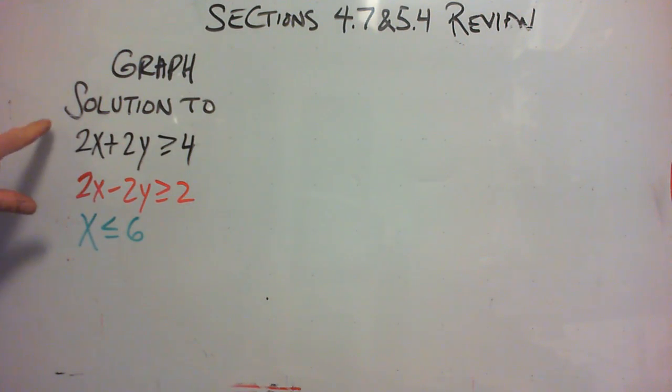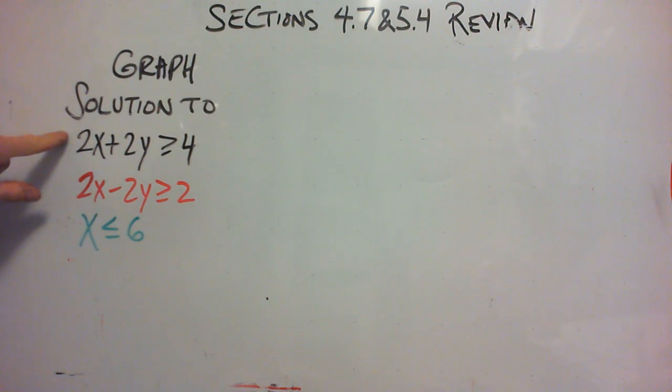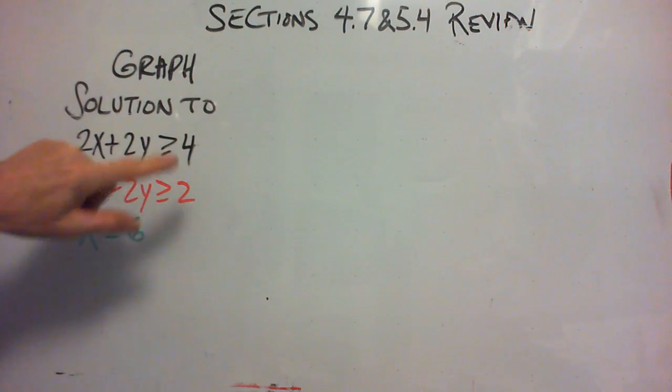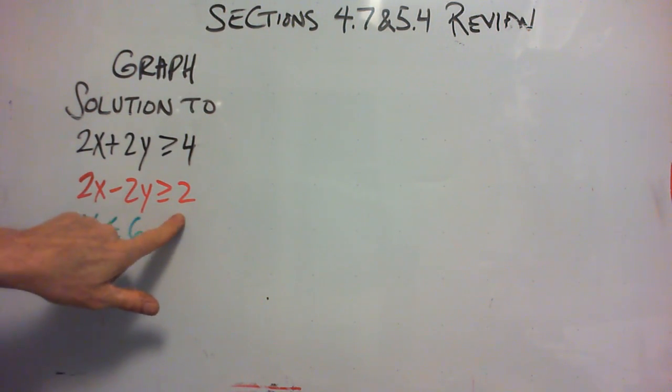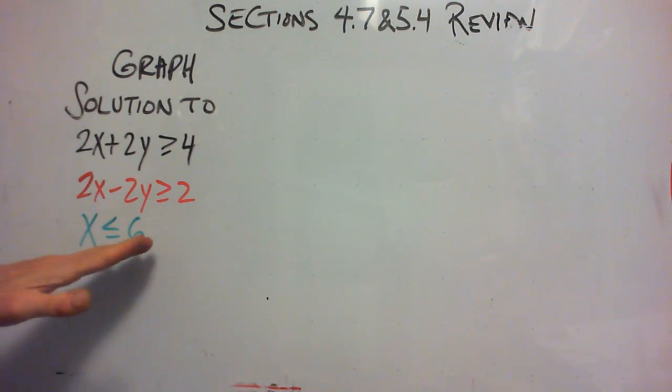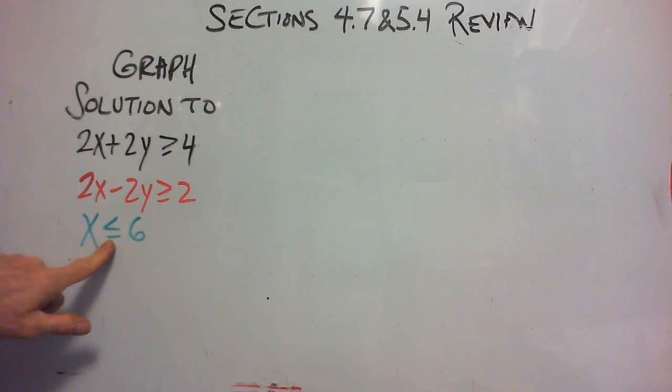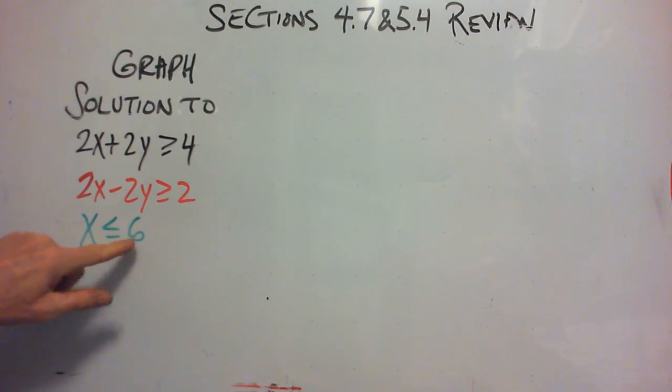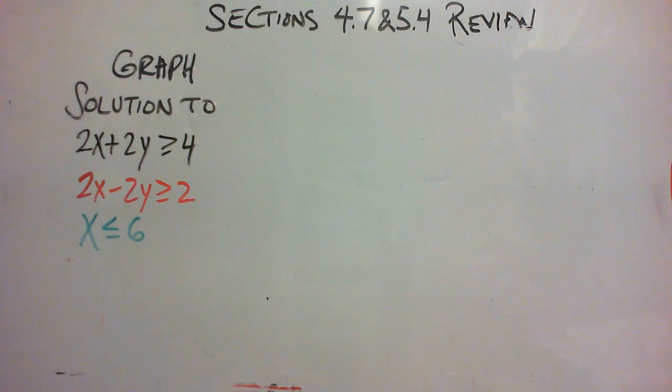Okay, for our next problem, we're finding the solution to this system that has three inequalities. 2x plus 2y greater than or equal to 4, 2x minus 2y greater than or equal to 2, and also x less than or equal to 6. That's everything to the left of the vertical line x equals 6, including that vertical line x equals 6. So you have three inequalities, you shade them, and then we're going to find the shaded area that's common to all three. So pause the tape, see if you can get this solution.